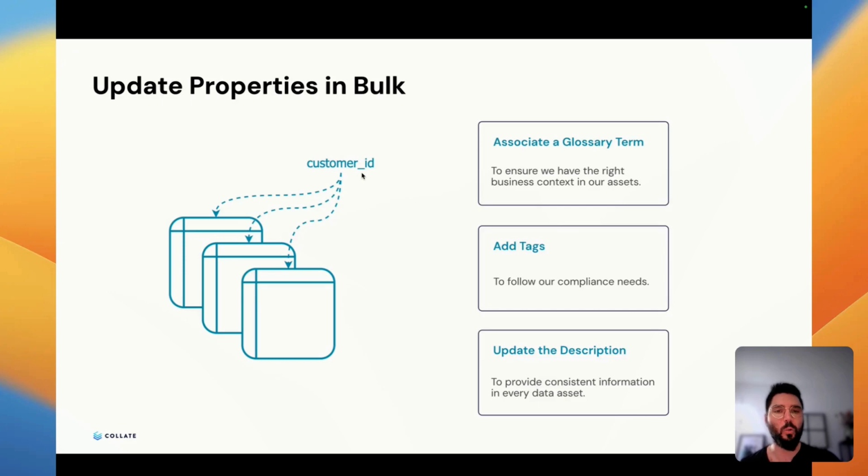Another possible use case here would be to update the properties in bulk of any table containing the customer ID column. We could associate the glossary term to add the relevant context into it. Or we just want to make sure that we are properly applying the PII tagging there. Or we just don't want to repeat ourselves and go for table after table after table, looking where this customer ID is being applied and just copy pasting the same description. What we want is to create a repeatable process that will take care of adding the relevant information to all the pieces that are actually talking about this.